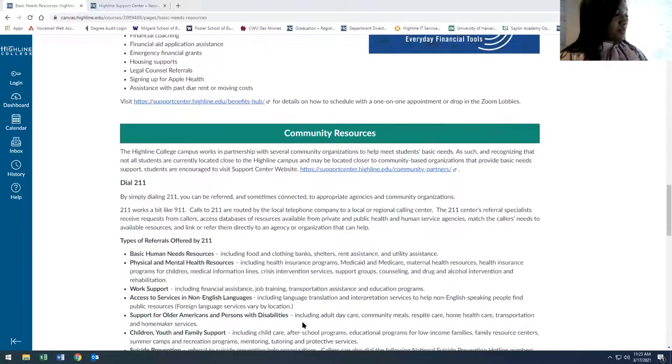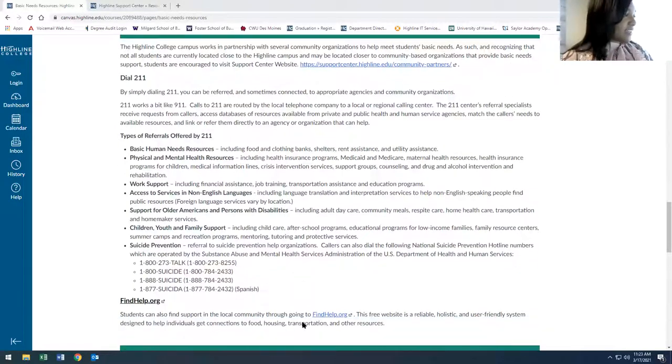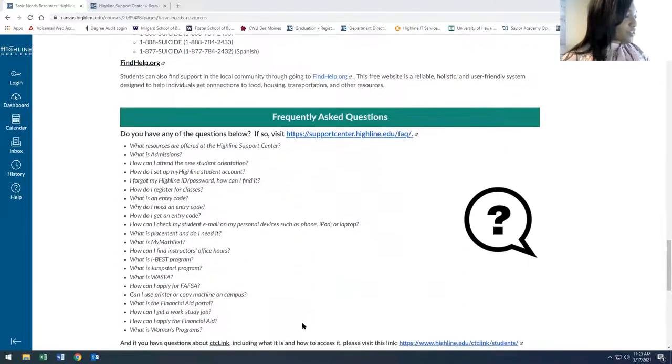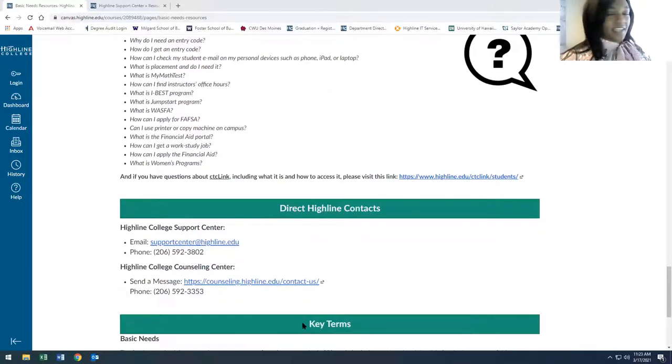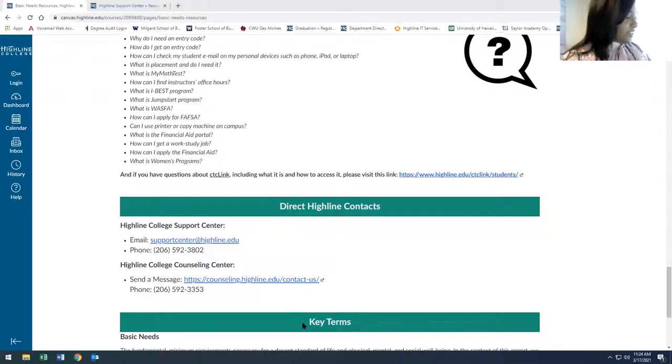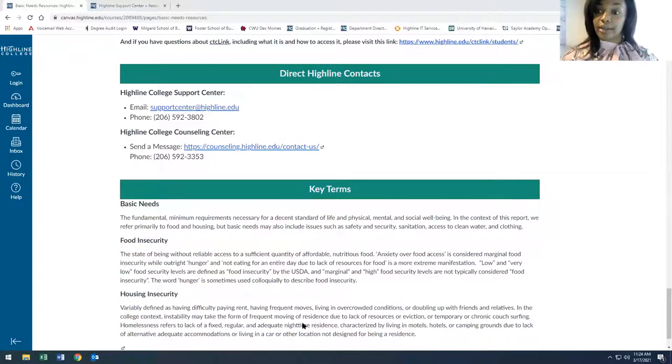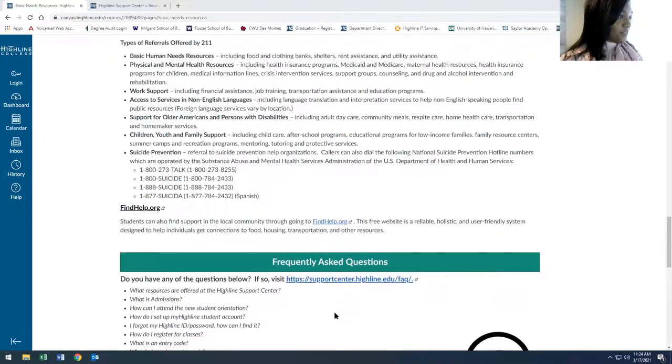And then there are also some community resources. Meeting with the team, they really shared with me the importance of having additional community resources like 211 or findhelp.org. More questions that were pulled, and then direct contacts, primarily to the support center, but also the counseling center, for students who are experiencing healthcare needs. And then just some basic terms if students aren't quite sure what food insecurity or housing insecurity means, and whether they're eligible for some of the resources that we have here. So that's the quick overview of it.